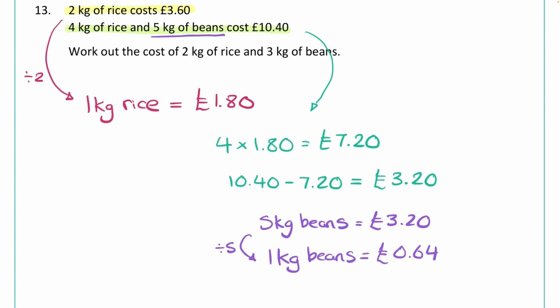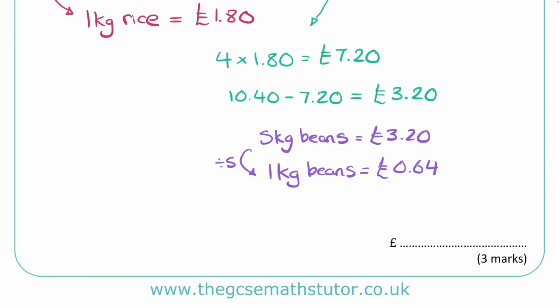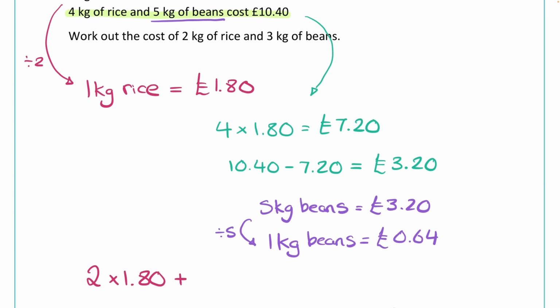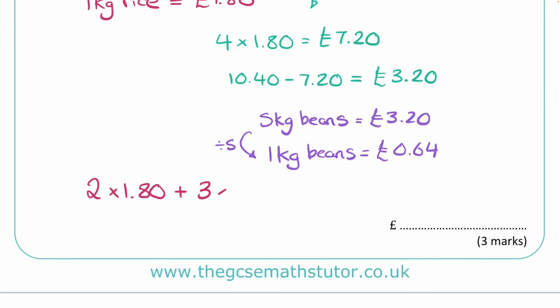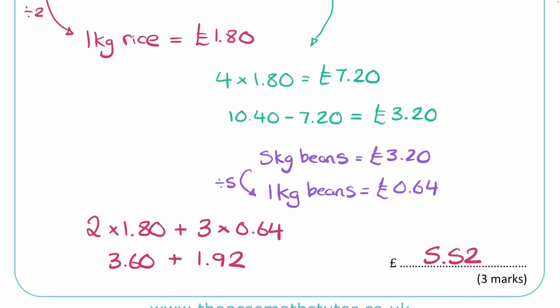Now we already know that 2 kilograms of rice here is £3.60, but if I was to show this as a full bit of working out, I've got 2 times £1.80, and I need to add to that 3 kilograms of beans, so 3 times 0.64. That gives me £3.60 plus 64p times 3, which is £1.92. Add that to the £3.60, and that gives me a total cost of £5.52. So there we go, some direct proportion there.